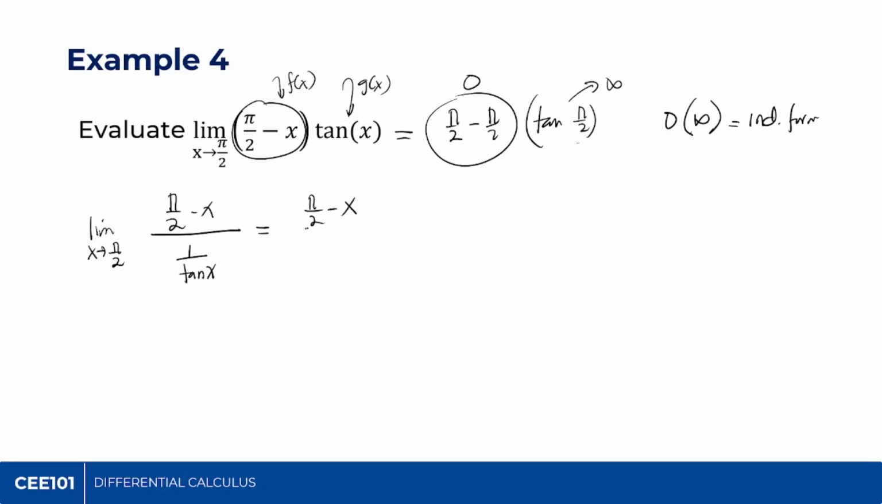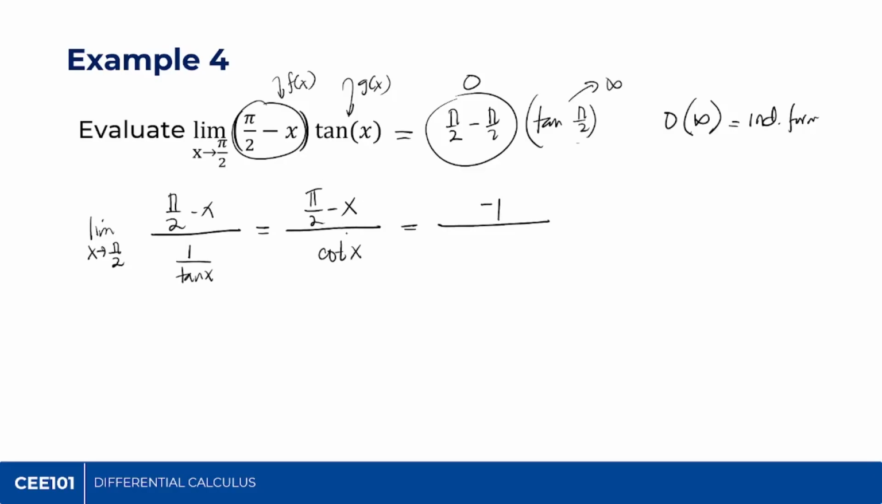Everyone? Ano yung identity niya? Reciprocal identity ng 1 over tan x. Di ba that is equivalent sa cotangent of x. Tama ba? And then, if we will be evaluating the derivative ng pi over 2 minus x, that is simply negative 1. Tama?